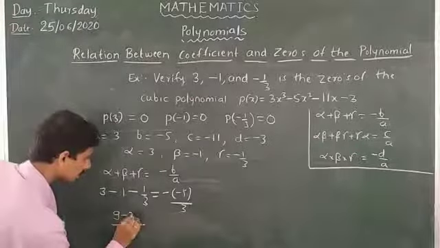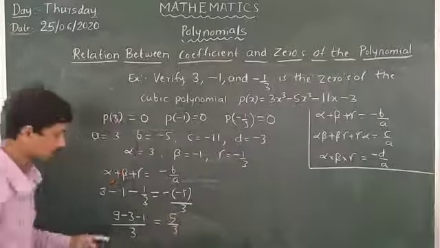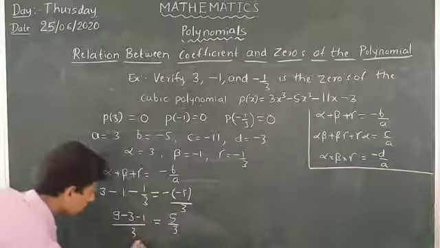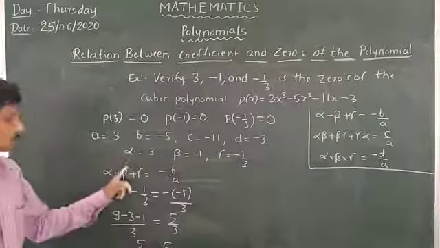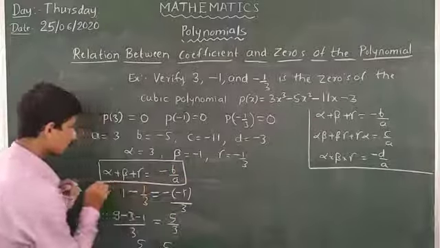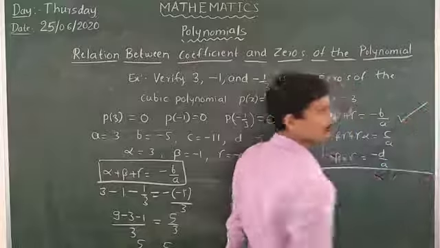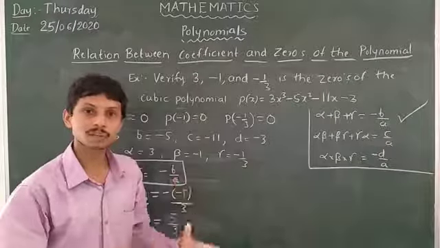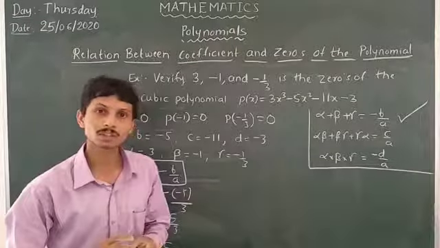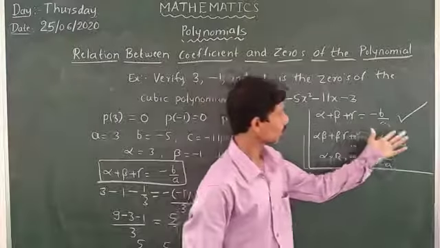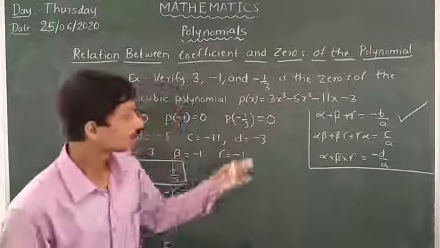9 minus 3 minus 1 is equal to minus of minus plus 5/3. So 9 minus 4 is equal to 5/3, which is equal to 5/3. That means the formula we get is correct. From this formula we can take the zeros of the polynomial, or find out the coefficients of the polynomial. From this we can find b and a only. So let us check the next formula.